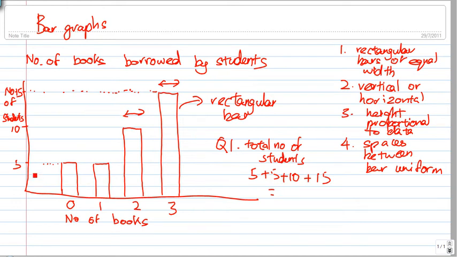Just to recap, 5 students borrow 0 books a week, 5 students borrow 1 book each a week, 10 students borrow 2 books each a week, and 15 students borrow 3 books each a week. So the total number of students is 5 plus 5, shown by the first 2 short bars, plus 10, plus 15. That's 10, 20, 35. So there are a total of 35 students.